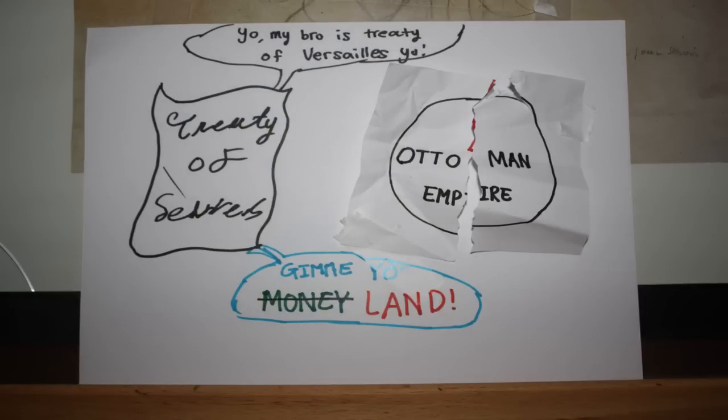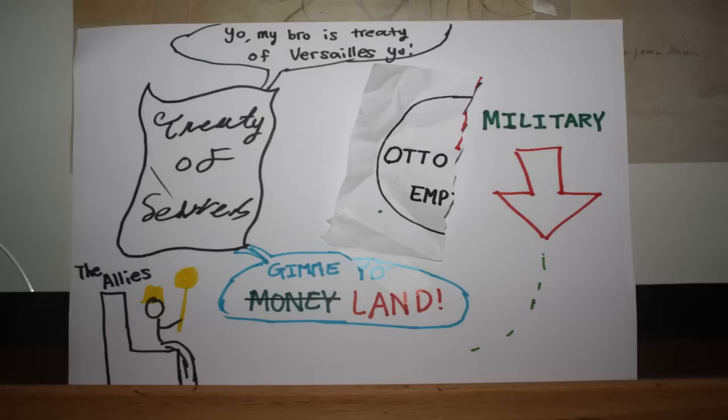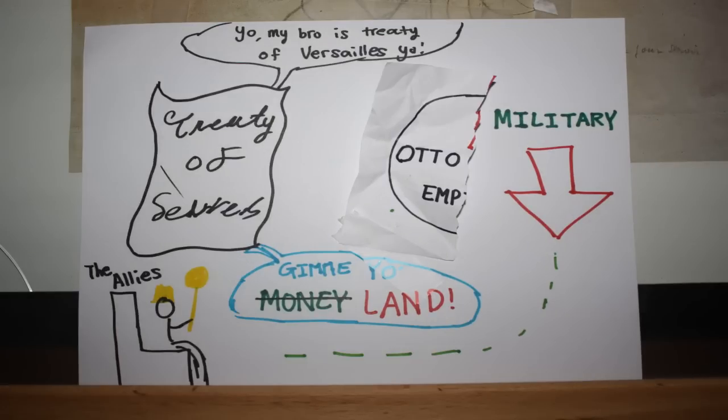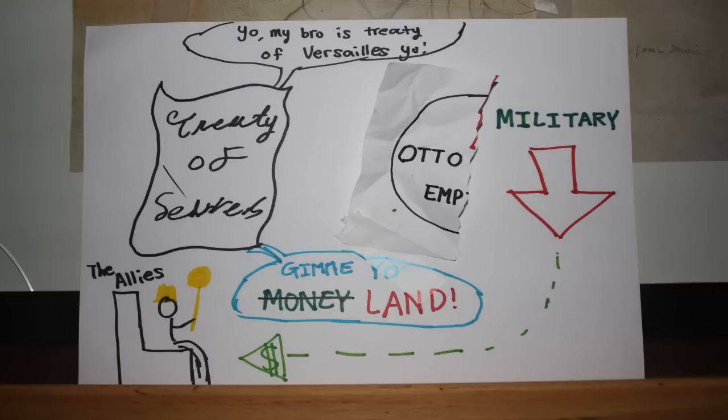The terms include reducing the empire's military to 50,700 men, as well as many other restrictions. The treaty also distributes a lot of the previous Ottoman Empire's territories, zones of influence, among the Allied powers. Also, it allows the Allies to take control of the Ottoman Empire's finances.